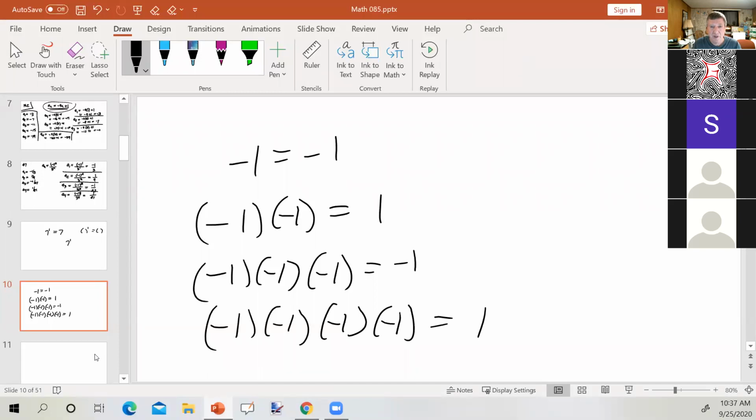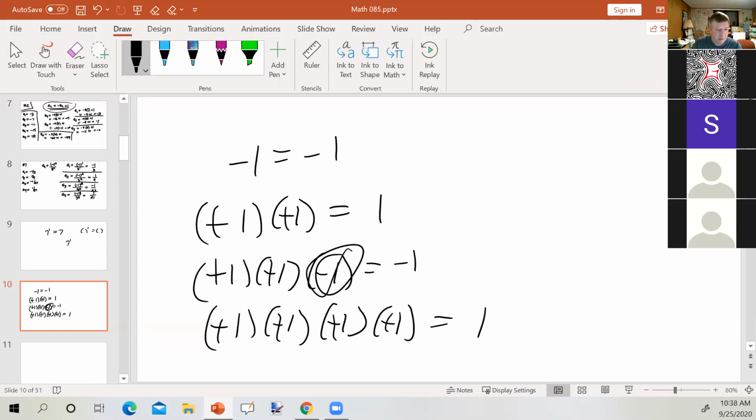Okay. Because multiplying a negative times a negative gives you a positive. So this is going to turn positive, and this is going to turn positive. But here you've got a third factor, so that's why it becomes negative. Okay. All righty. Any other questions before we go on?